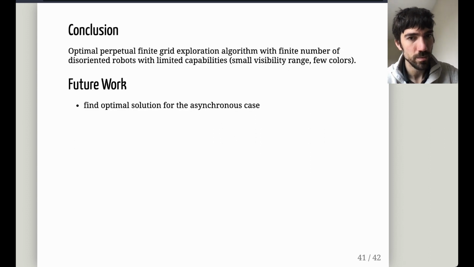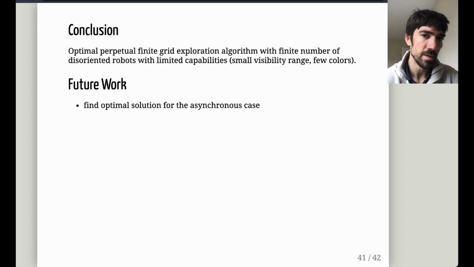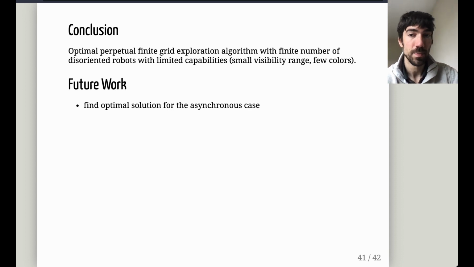Okay, so what we obtain is an optimal perpetual finite grid exploration algorithm with a finite number of disoriented robots with limited capabilities, small visibility range, few colors. And now for future work, what we want is to actually look at solutions for the asynchronous case.